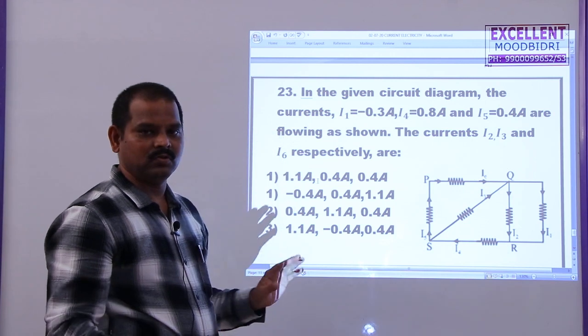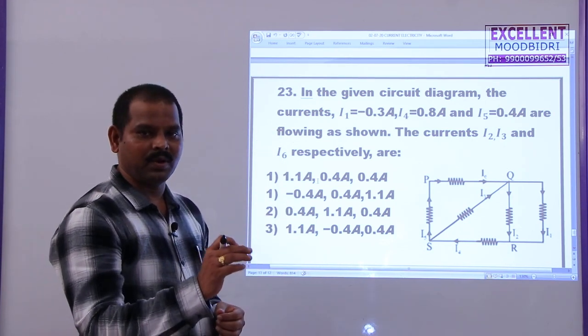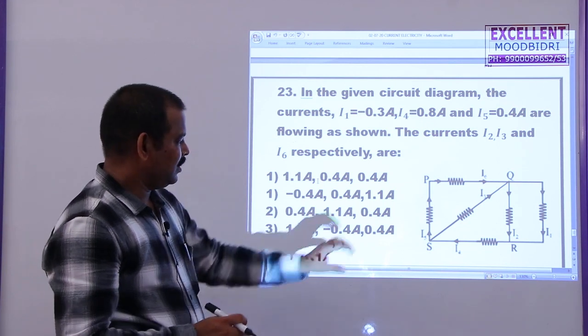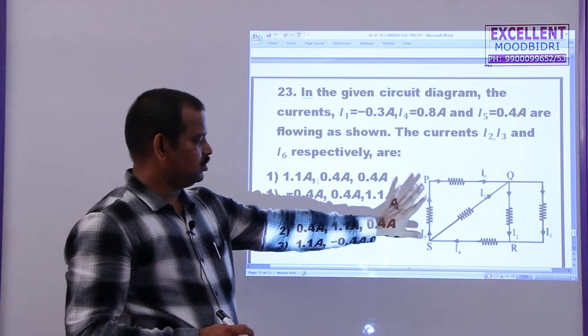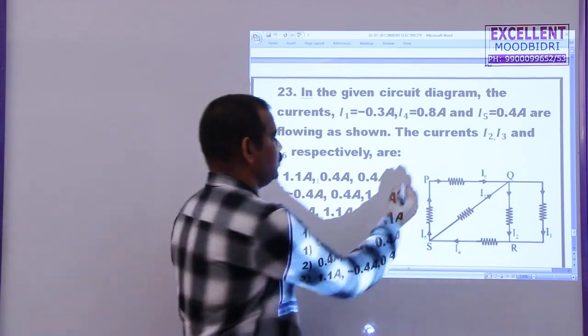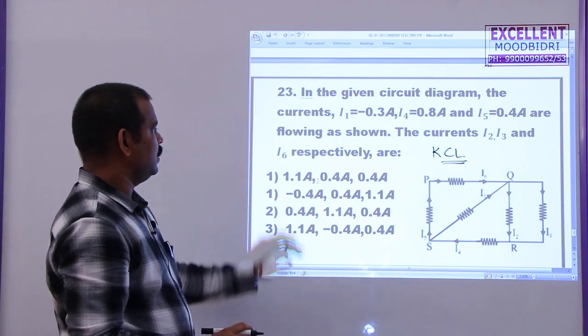After seeing this circuit, some students are not solving this problem. Why? Because some students are very weak in applying Kirchhoff's voltage law. But in this problem, as we know, there are no cells. So this is only Kirchhoff's current law. Very simple problem. So this is based on Kirchhoff's current law but not on Kirchhoff's voltage law.